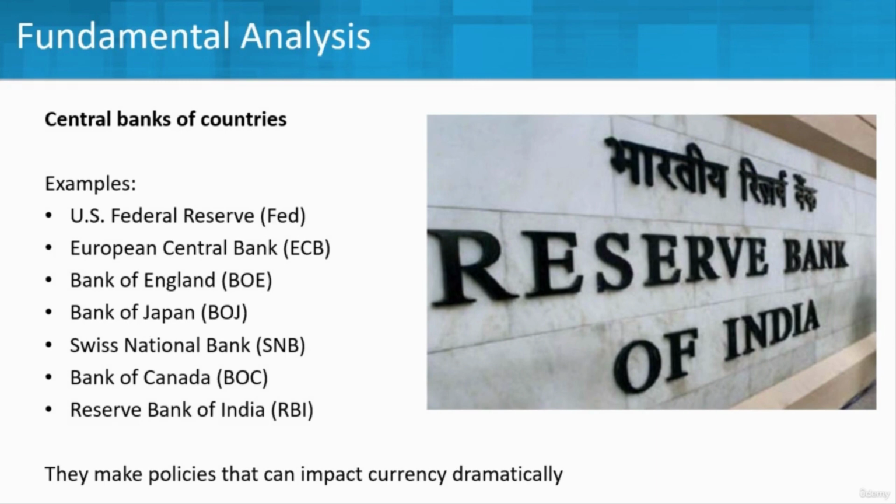And here are some examples of different central banks out there. One that's known, like the U.S. Federal Reserve, is commonly known as the Fed, for example. But you can see we have all sorts of different types of central banks out there in all these different currencies and all these different countries. And they make policies that can impact currencies dramatically. And let's look at some of the policies they could do.